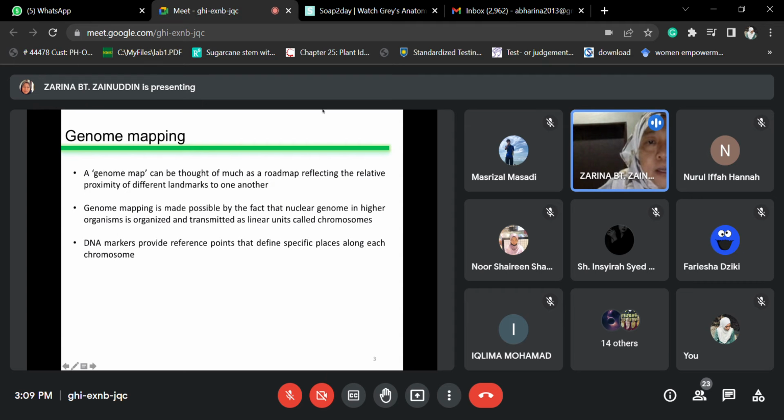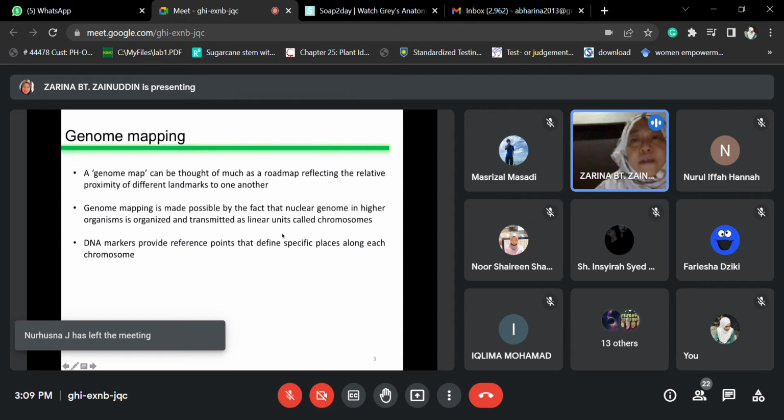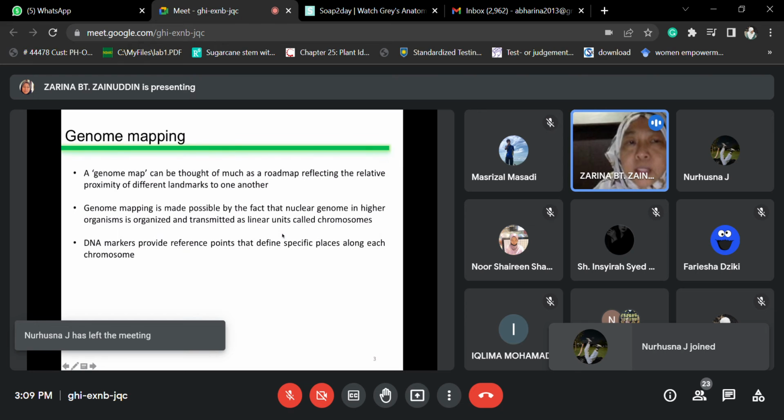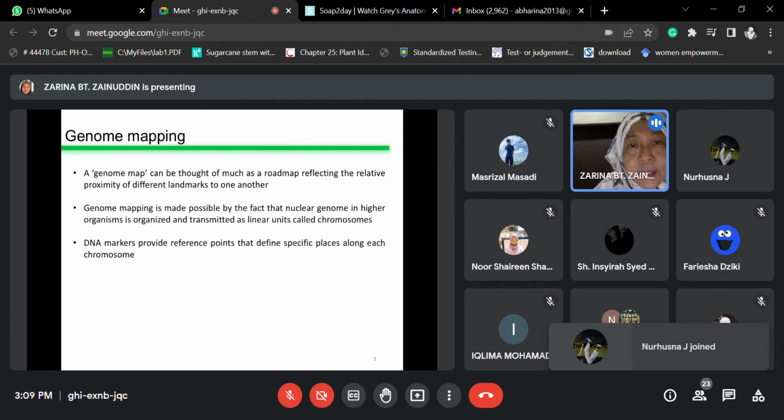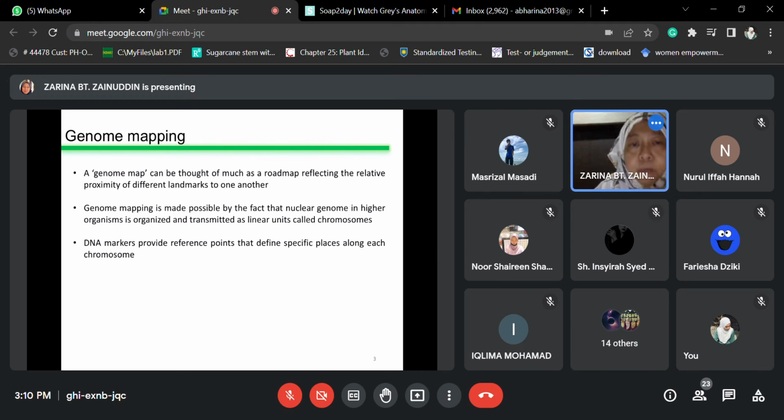It is made possible by the fact that the nuclear genome in higher organisms is organized and transmitted as linear units called chromosomes. And DNA markers provide reference points that define specific places along each of the chromosomes. So we want to define the location of the gene.